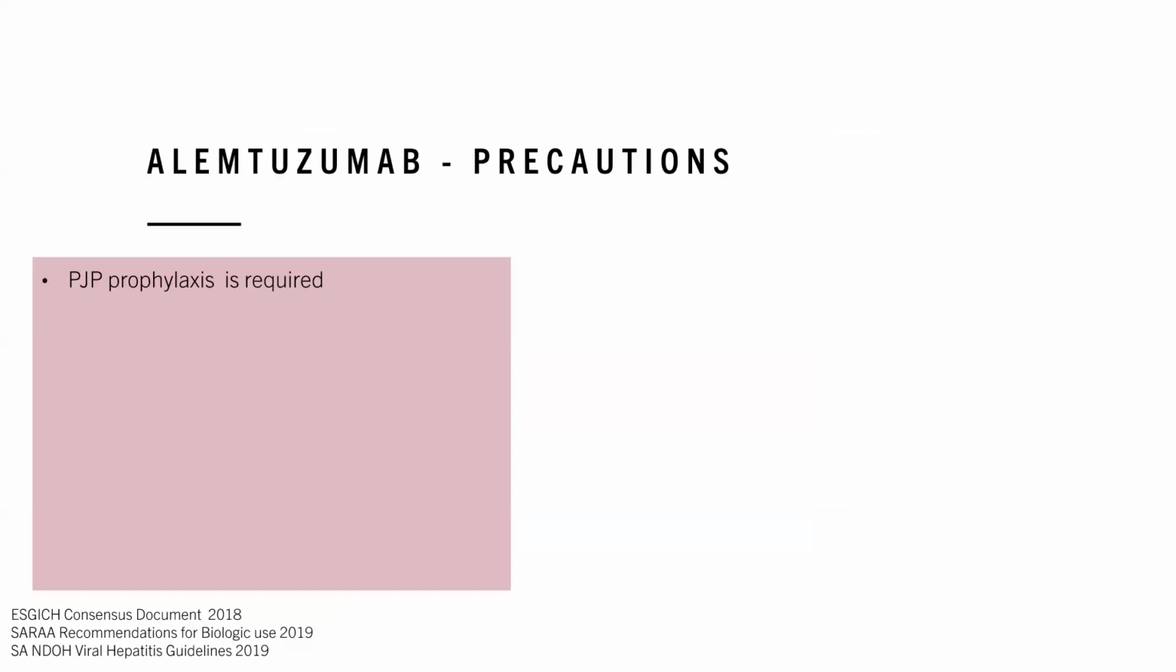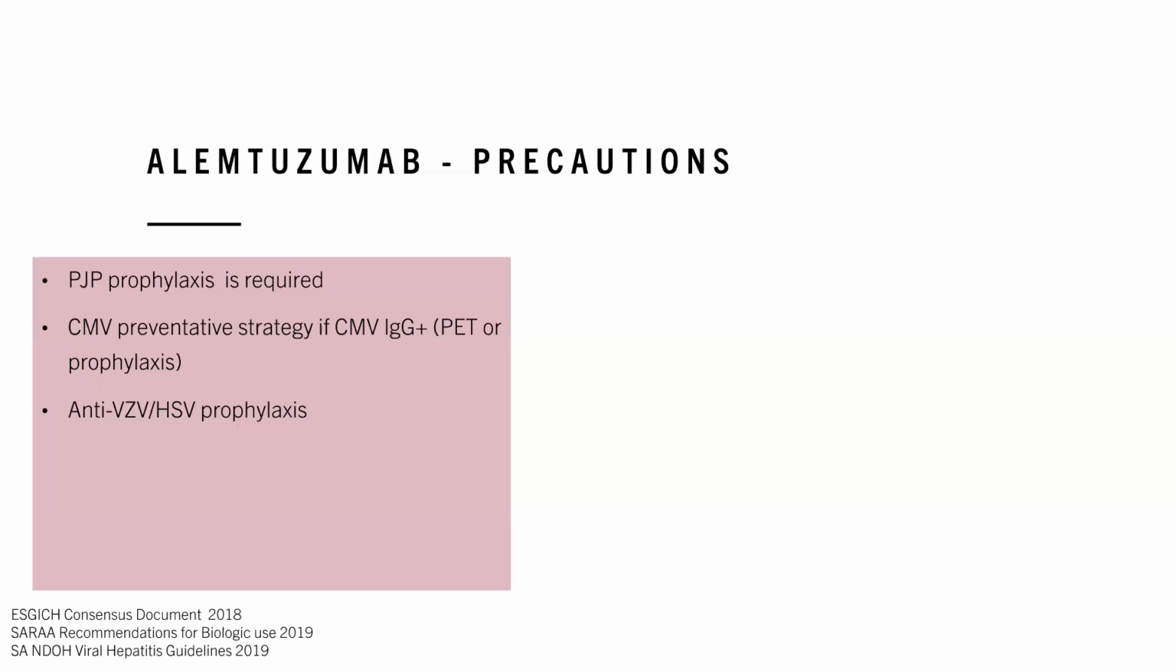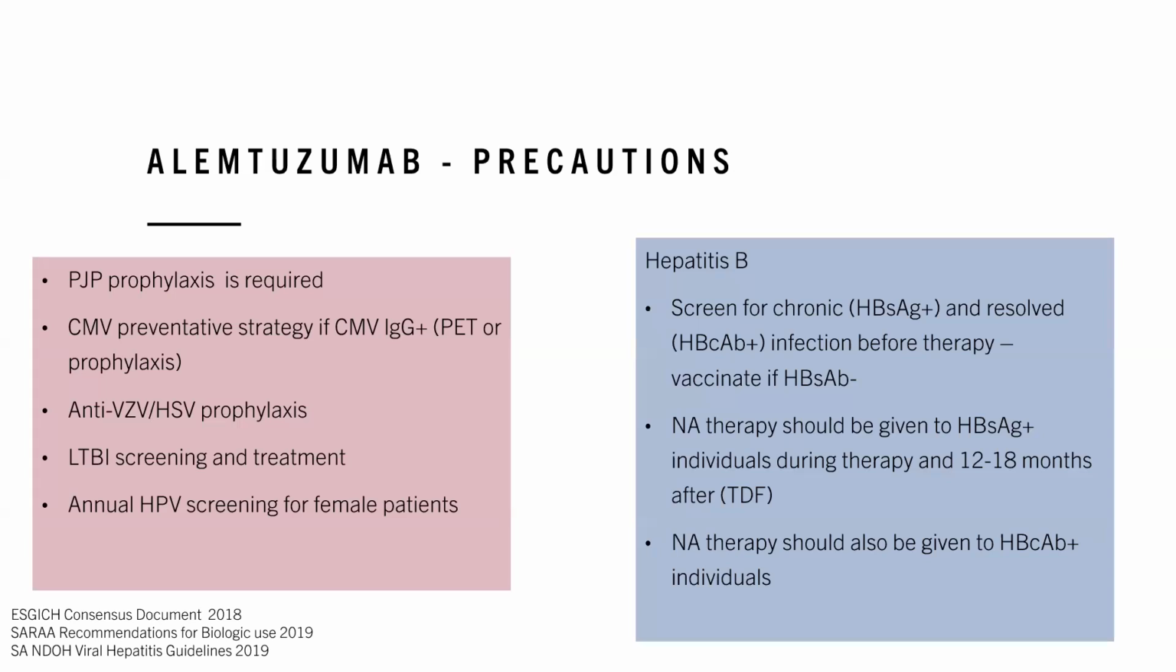So for these patients, you need PCP prophylaxis, you need CMV prophylaxis, you need to choose what strategy you're going to use. They also need other herpes virus prophylaxis. You should screen them for latent TB and treat them as well. And for female patients, they should have annual HPV screening. Hep B is very similar to rituximab, which is basically like a combination of rituximab and a T-cell depleting drug.